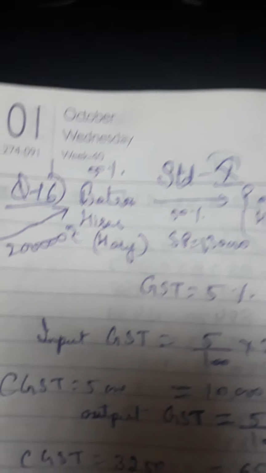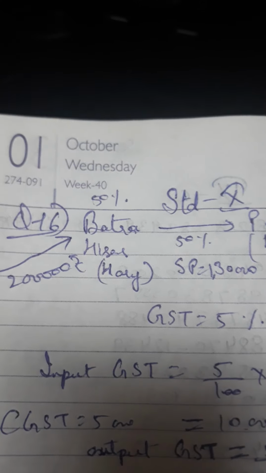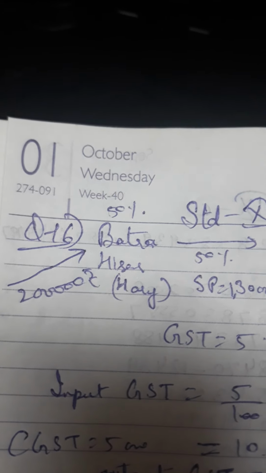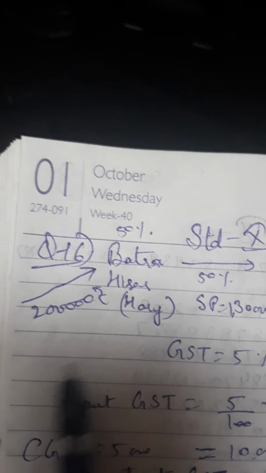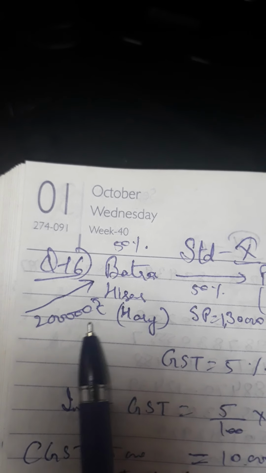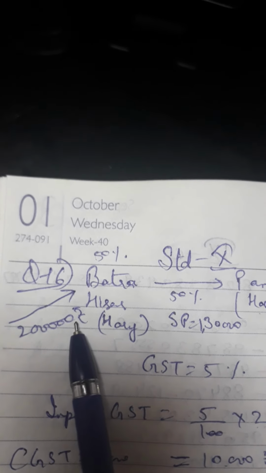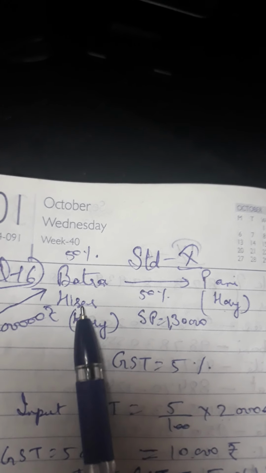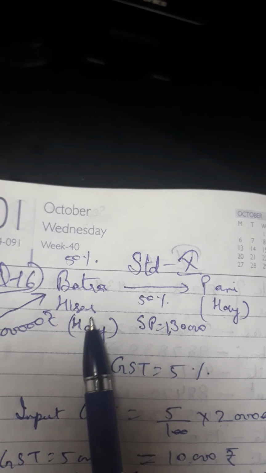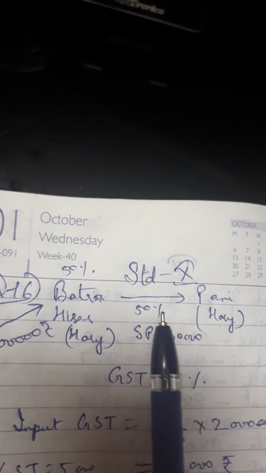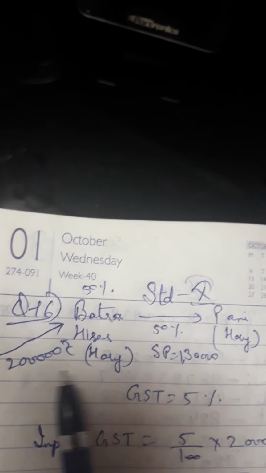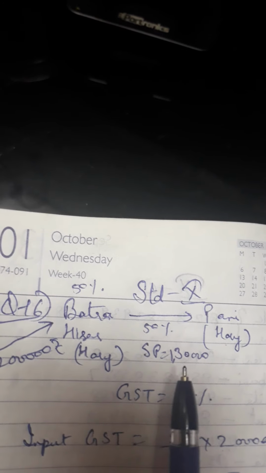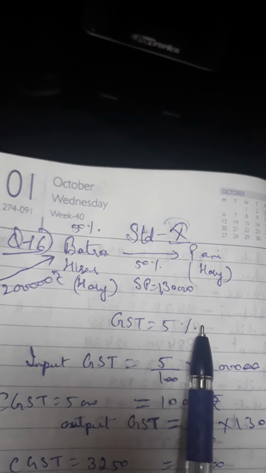Now we are starting with question number 16. I've made the chain here. Mr. Batra has purchased from somebody, and the cost is the price at which he purchased. He has paid 2 lakh rupees, and then he sells 50% of his stock at 1,30,000, and GST is 5%.